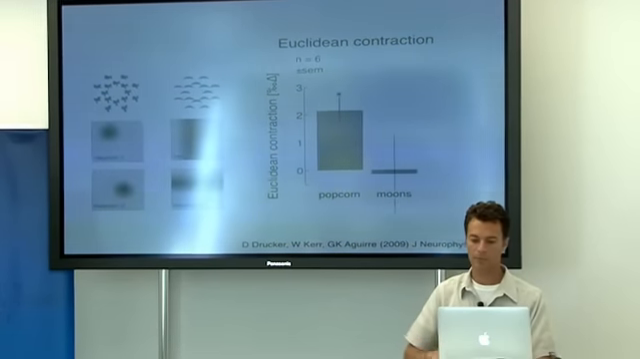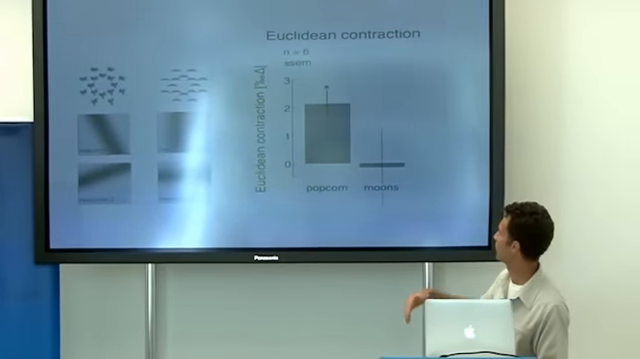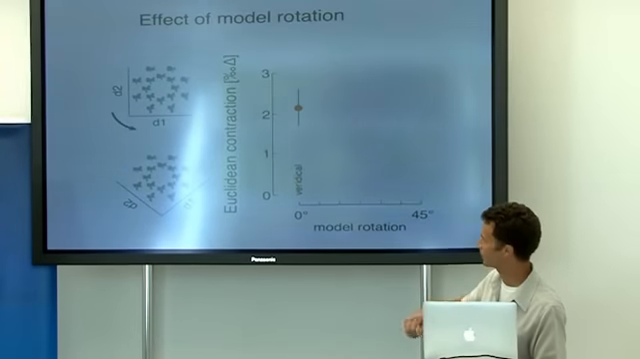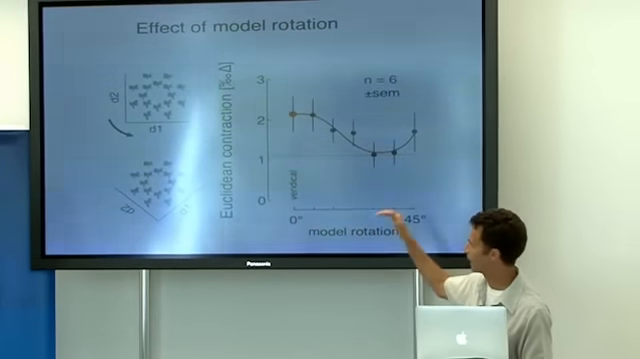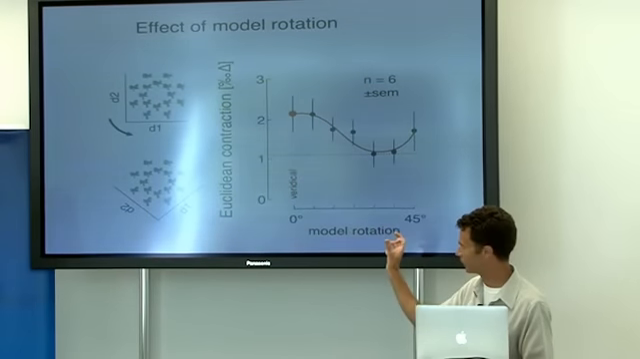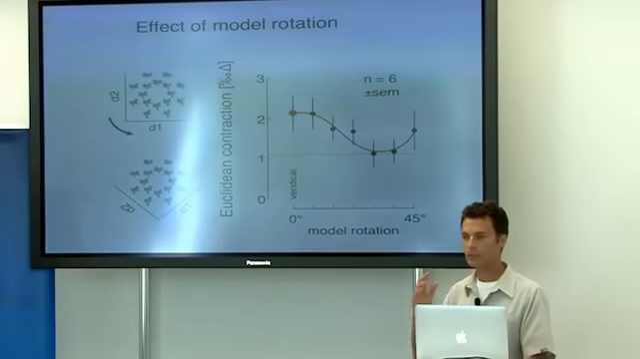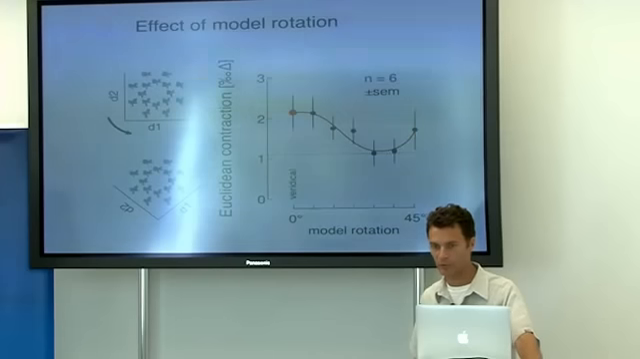Okay? And because it's an important part of this, we also had to test to make sure for this rotation effect, and we could show that there's a slight modulation, but that it's a Euclidean contraction regardless of the orientation of the axes. So let me pause there for a moment and see if there's any questions about this set of ideas.